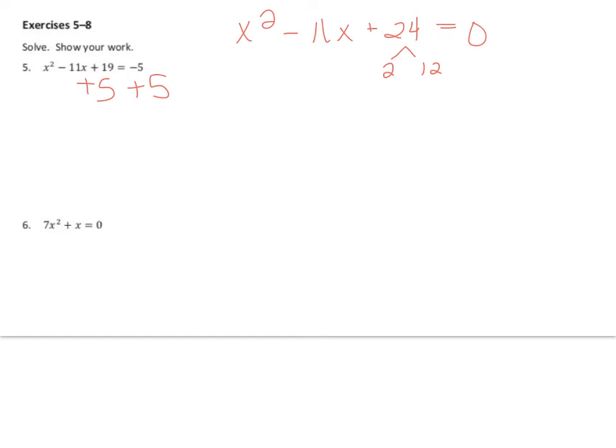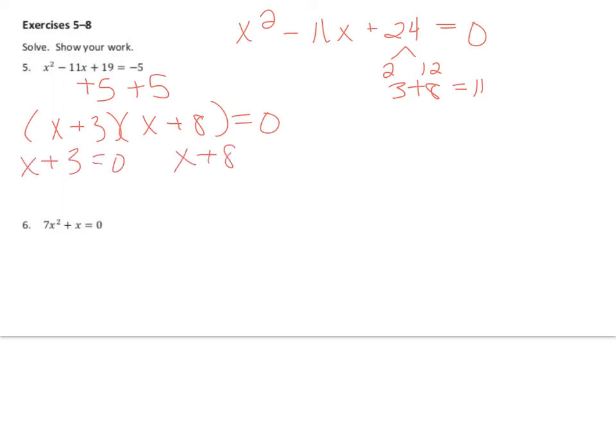That's not going to work. I want that to work, but it doesn't. 3 times 8, oh, there we go. So we have x plus 3 times x plus 8 equals 0. Set each of those binomials equal to 0 and solve. x equals negative 3 or x equals negative 8.